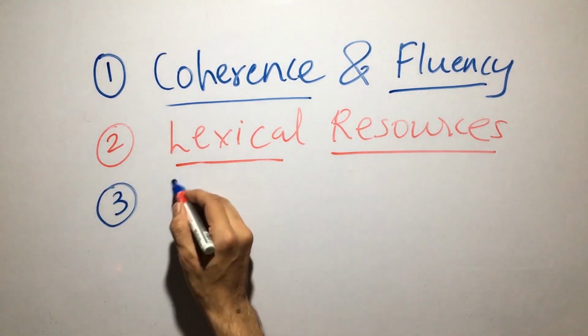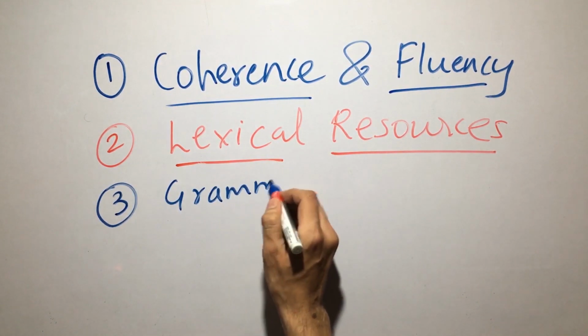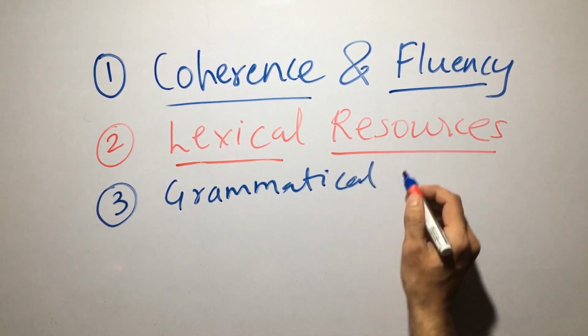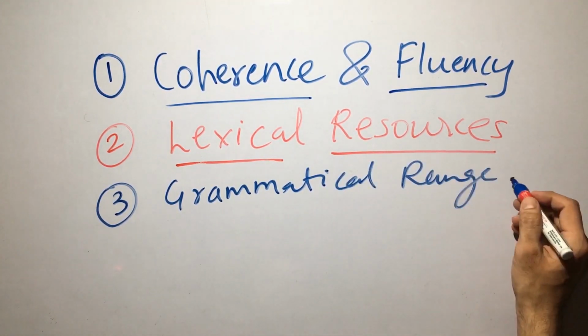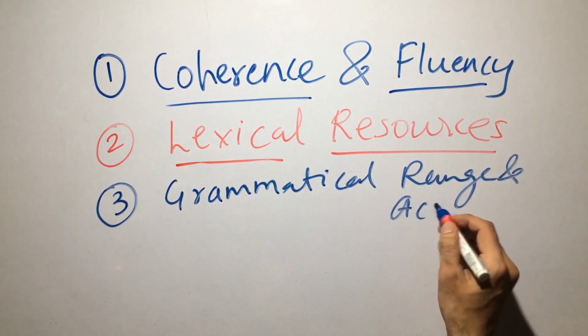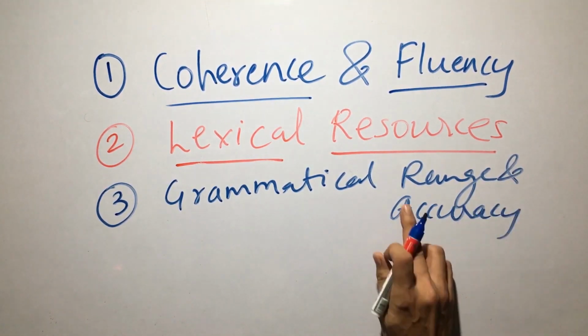Now comes number 3. Number 3 is grammatical range and accuracy.